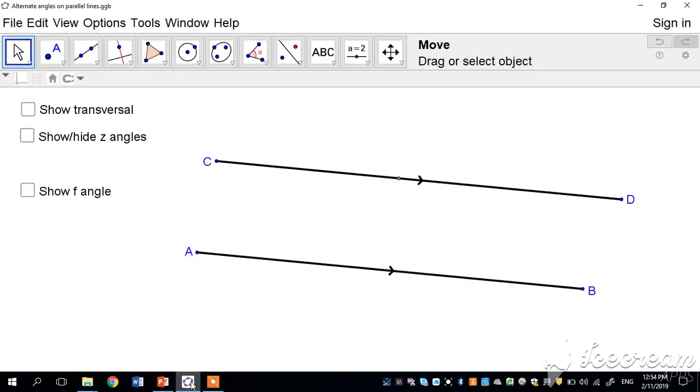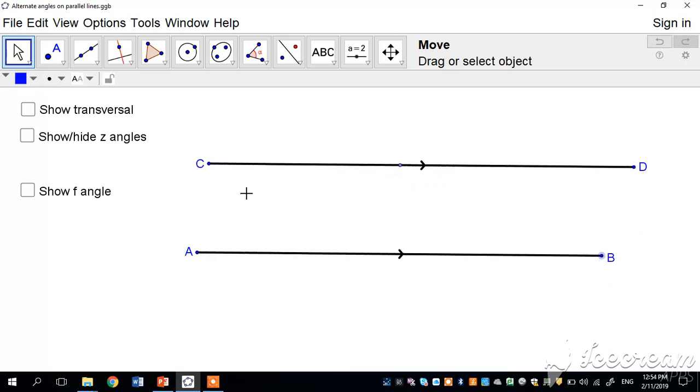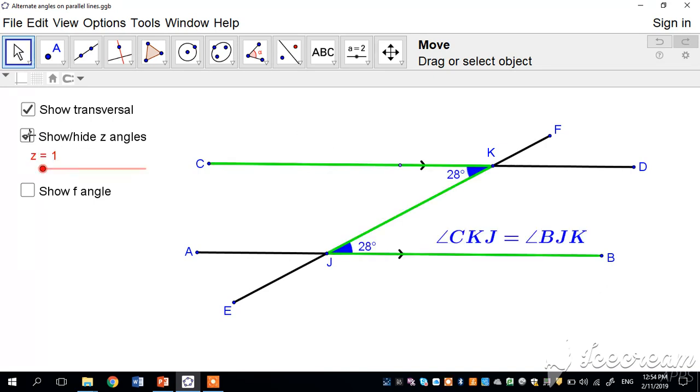Once again, we have a pair of parallel lines. These lines will stay the same distance apart. We're going to draw a line that crosses through them. This line is called a transversal, and they intersect at point J and K. Right, our first pair of alternate angles are these two angles here. They're both 28 degrees. Now, the first angle up here is called angle CKJ.